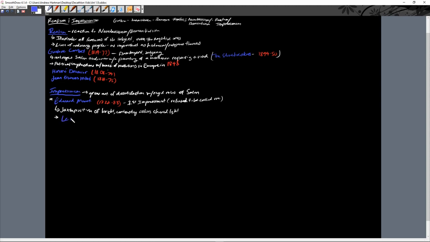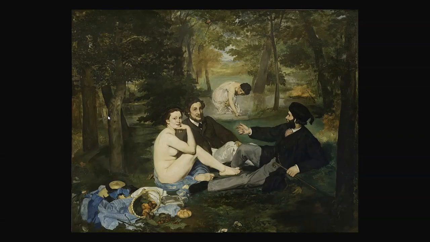And the key artwork here is Le Déjeuner sur l'Herbe. It's hard to say. Which is also known, it's got an AKA in English, Luncheon on the Grass. Which was made in 1863. So, let's look at it first. Okay, so this is Luncheon on the Grass.